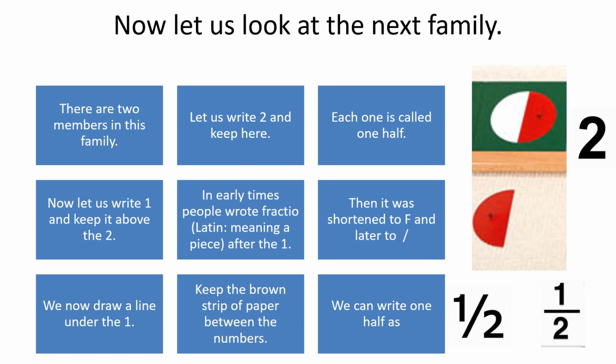In early times, people wrote fractio, which is from Latin meaning a piece, after the 1. Then it was shortened to F and later to a slash. We now draw a line under the 1. Now let's keep the brown strip of paper between the 2 numbers. So we can write 1/2 as 1/2 or 1/2.